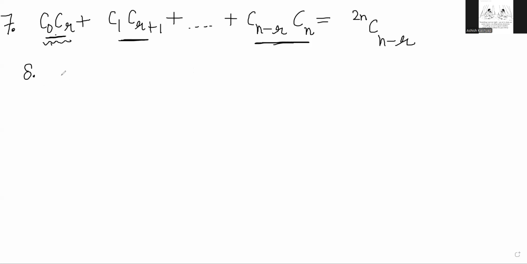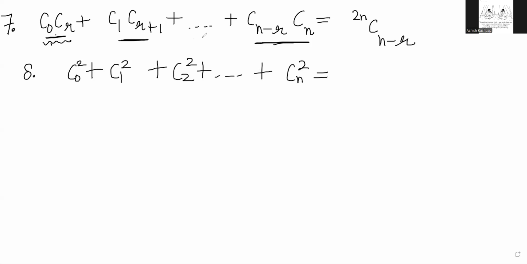The generalization of this result would be C0 square plus C1 square plus C2 square and so on till Cn square. And here r is equal to 0, so it is 2n Cn, right?